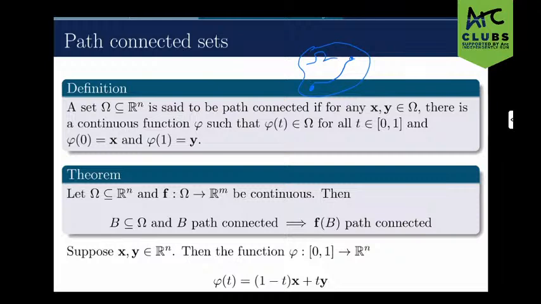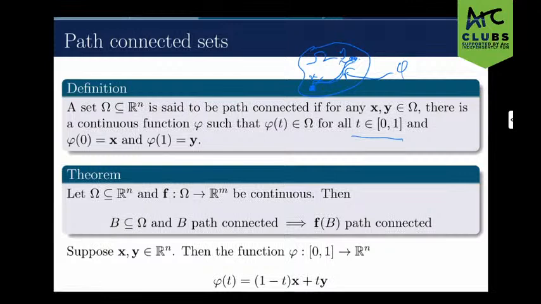This is my function here. So for any two points x, y, I am able to find this continuous path that lies inside omega that starts at x and ends at y. So formally, this is what it is. It takes values from 0 to 1, so that at the beginning, when t is equal to 0, it gives you x. When t is equal to 1, it gives you y. And for any other t in between, you get some point that lies inside omega, and it is continuous.